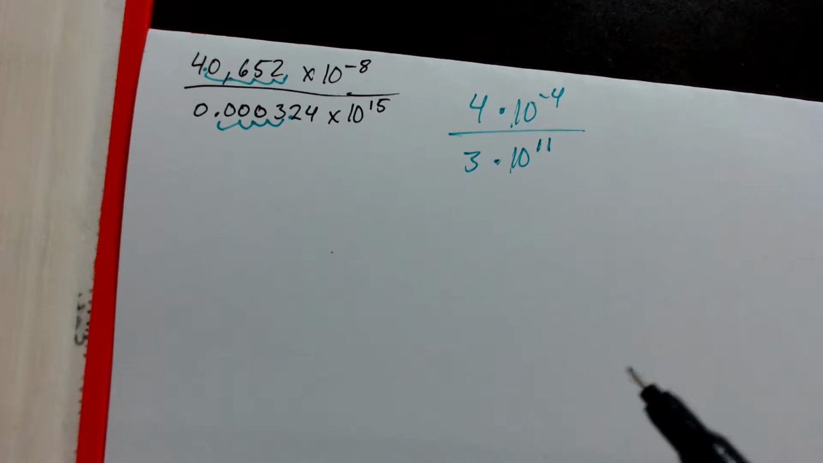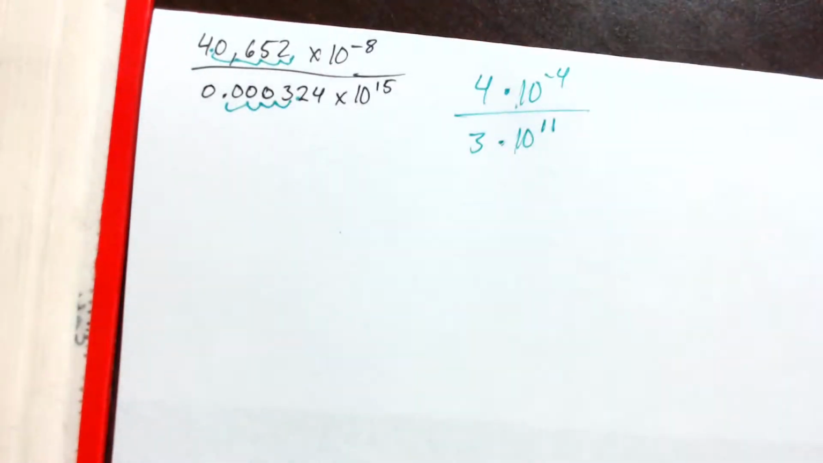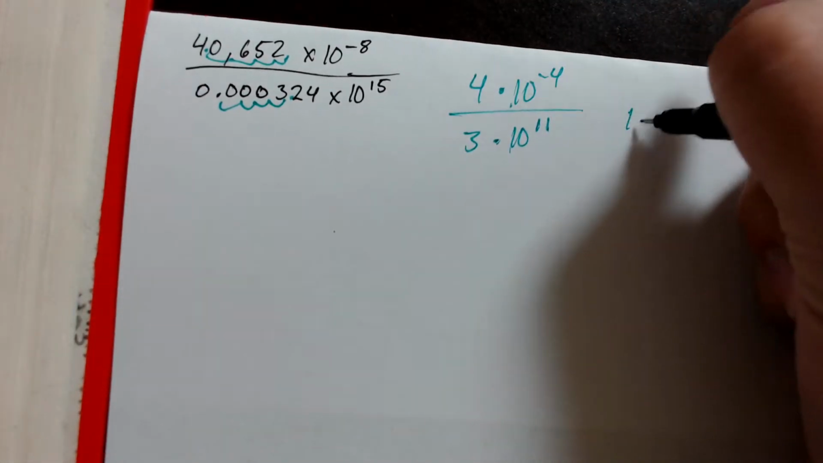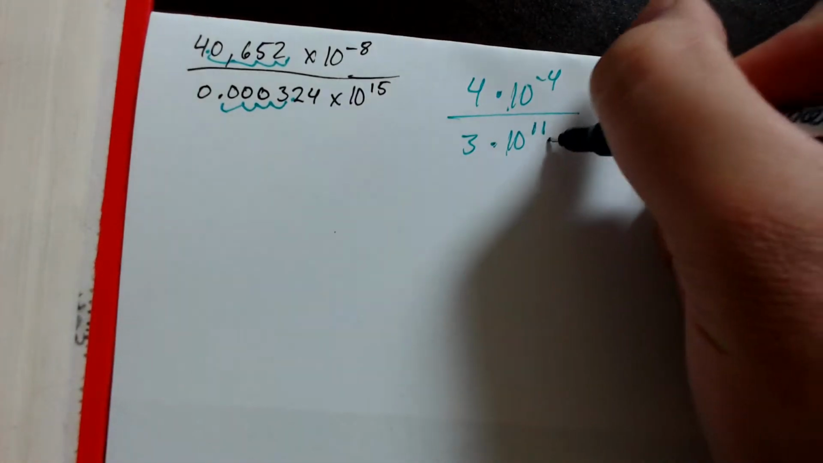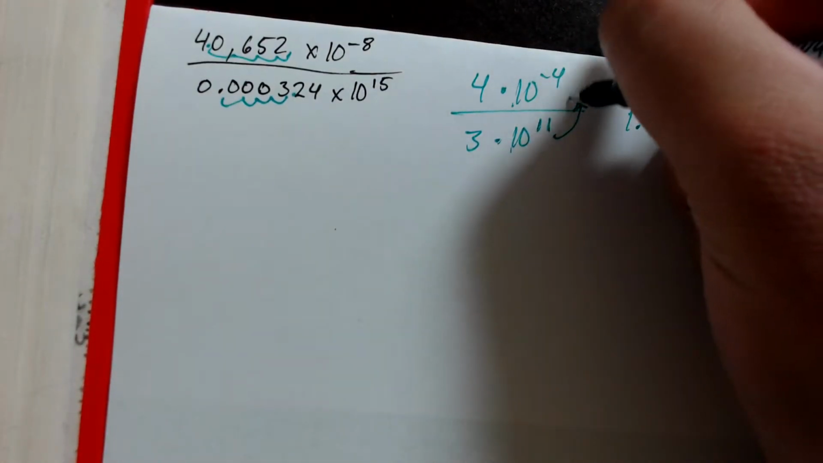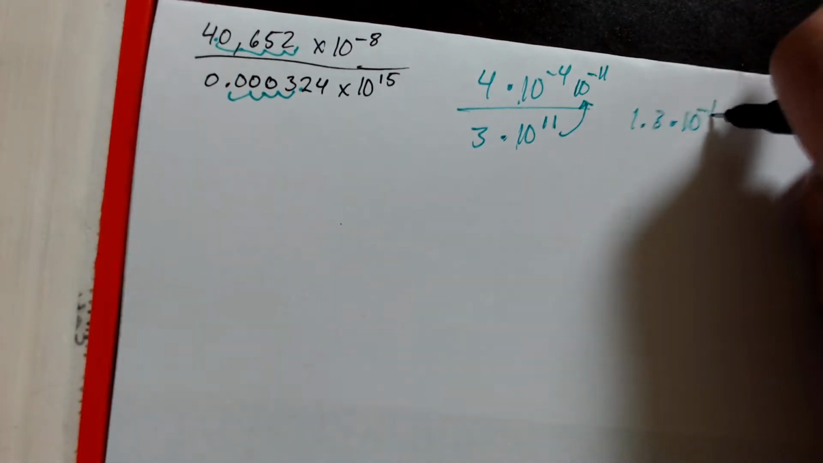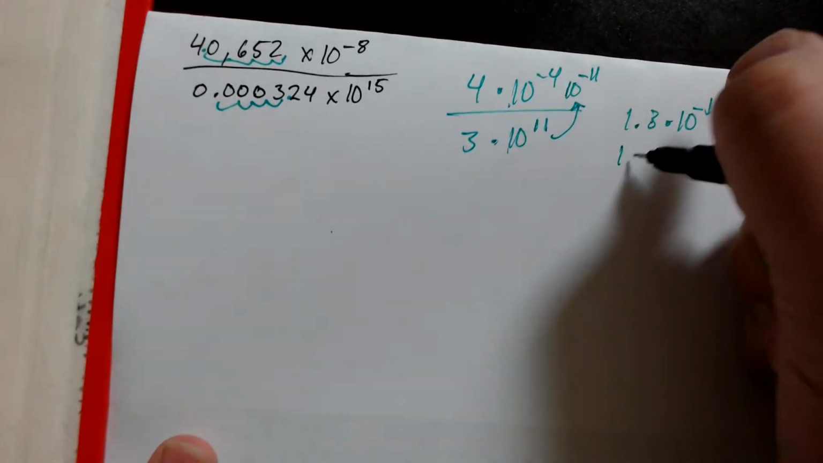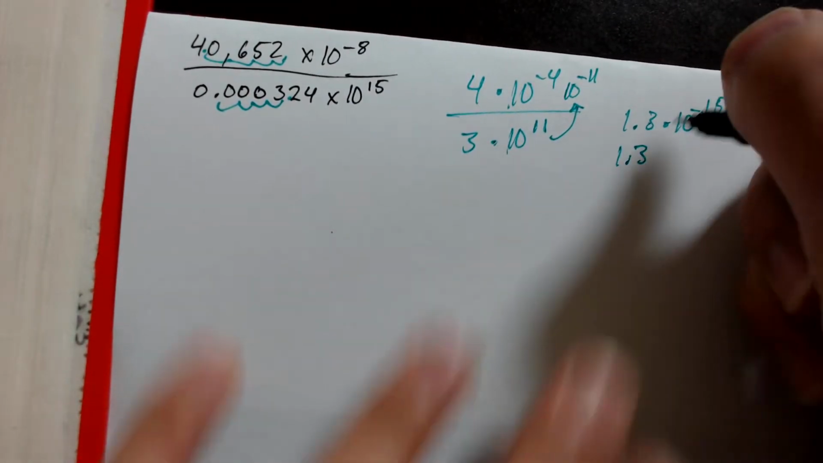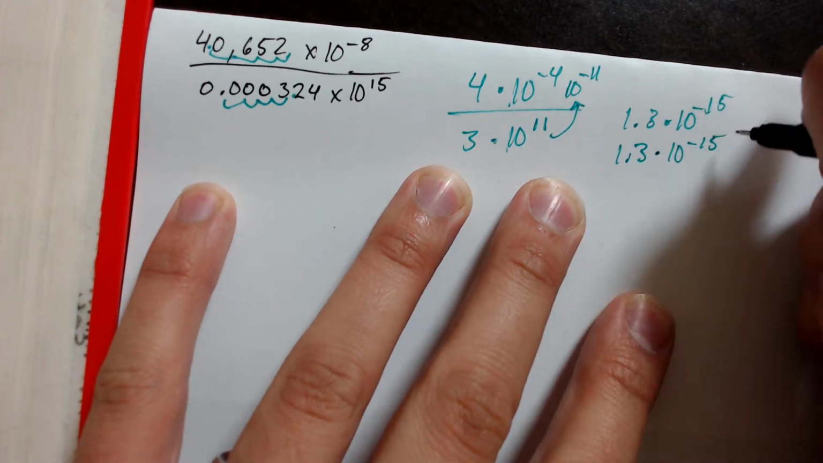From here to estimate, I just use my calculator. 4 divided by 3 is 1.3, so that's going to give me 1.3 times 10. If I move this to the numerator, that becomes 10 to the power of negative 11. Negative 11 and negative 4 becomes negative 15. So my estimate, I'll write that a little bit neater, 1.3 times 10 to the power of negative 15.